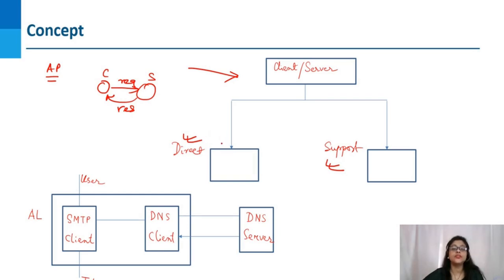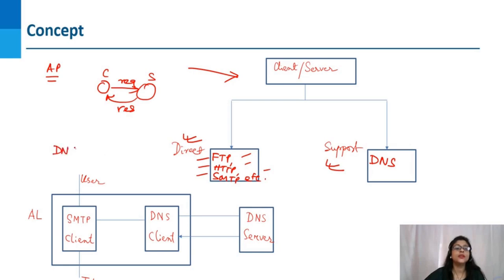Now, direct application programs of client-server types are FTP, HTTP, SMTP, etc. These programs are direct in nature in the sense that the users can directly use these programs. But supporting programs are the ones which make use of some mechanisms and help these direct programs to operate. For example, domain name system is a supporting program.